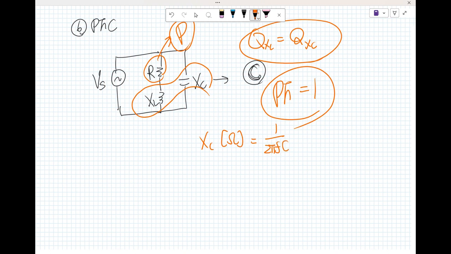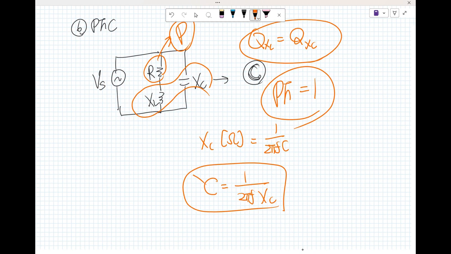So if you want to find the X of C, X of C is 1 over 2 pi f C. So finally, you can find the C. And then don't forget the unit, okay? That was the Farad. So usually microfarad, okay?